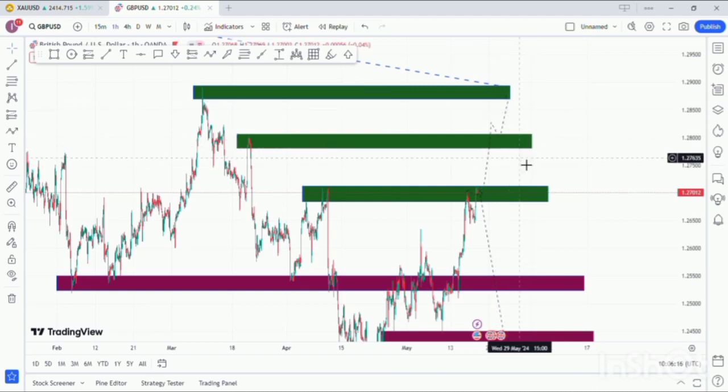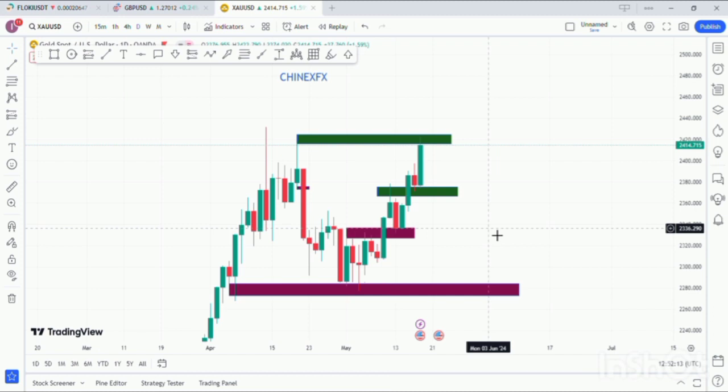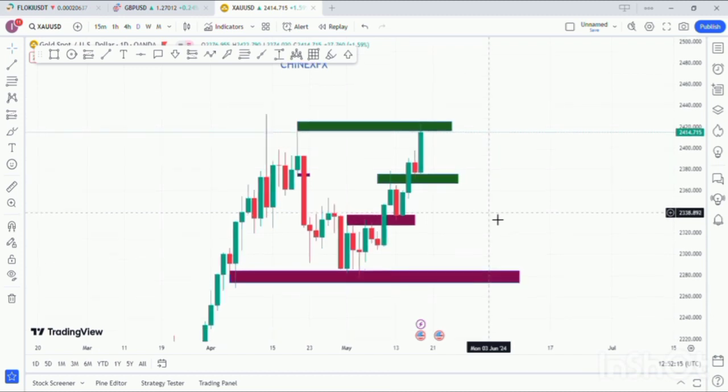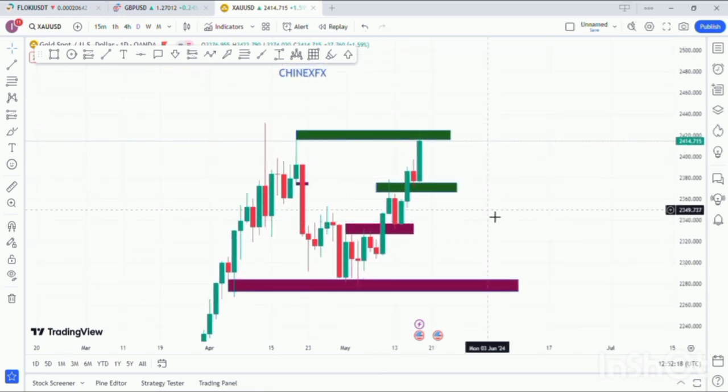So let's just move over to XAU to also see some key zones we need to pay attention to. This is XAUUSD on a daily time frame. As you can see on my screen right here, there are some key zones that we've marked out that we need to pay attention to as regards the opening price of the market on Monday next week.